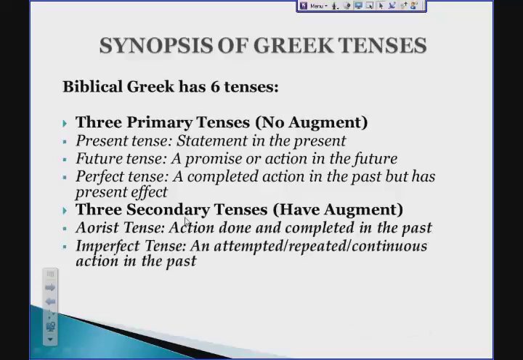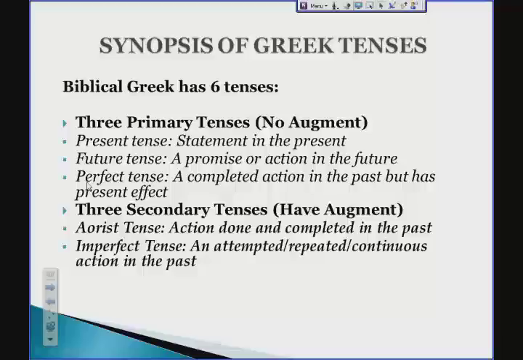And secondly, under secondary tenses, we have the so-called imperfect tense. Under primary tenses, we had the perfect tense. Now, under secondary tenses, we have the imperfect tense. What does the imperfect tense denote? This is what we normally call in English the past continuous. A past continuous tense in English relates to the imperfect tense.